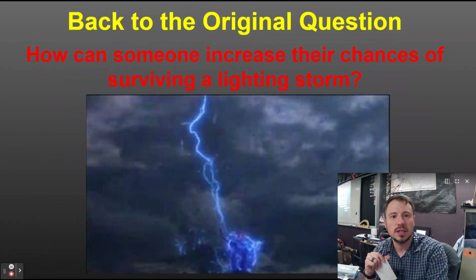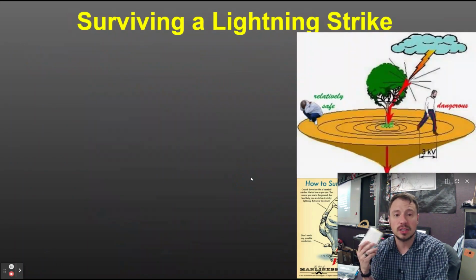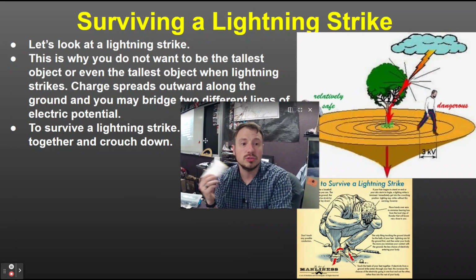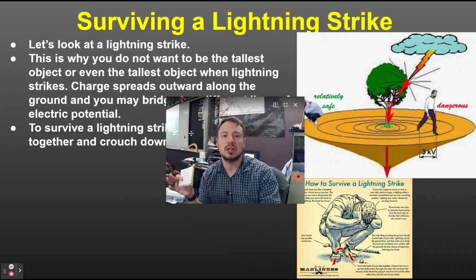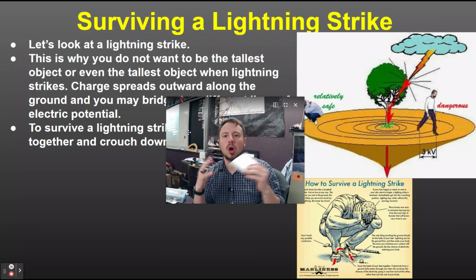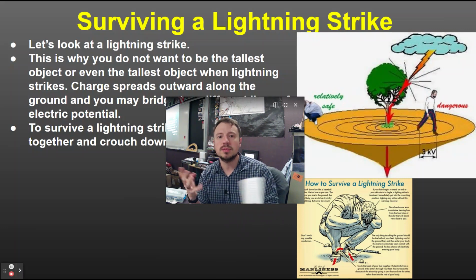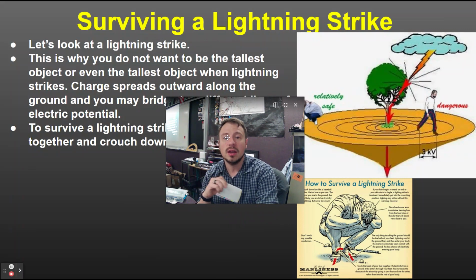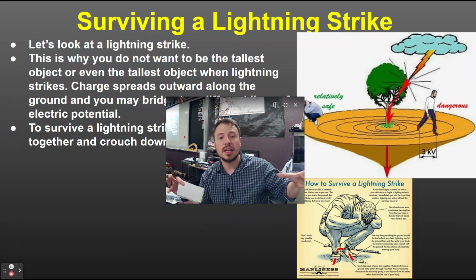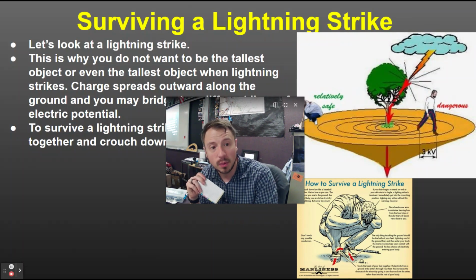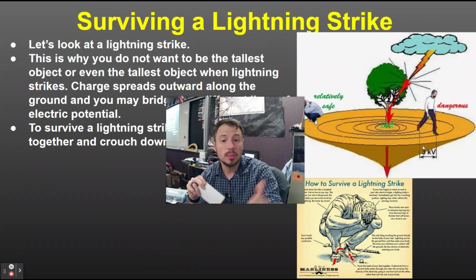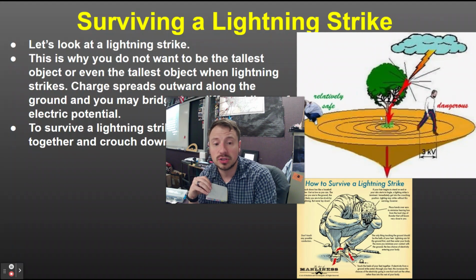So how can someone increase their chances of surviving a lightning storm? Obviously, if you have a lightning storm, you should seek shelter, right? But you want to avoid taller things like trees, because lightning will strike the trees. Similar to a downed power line, wherever lightning strikes, it's going to radiate out. So if you take a step, you could be connecting a high to a low potential, and that electricity could flow through you.